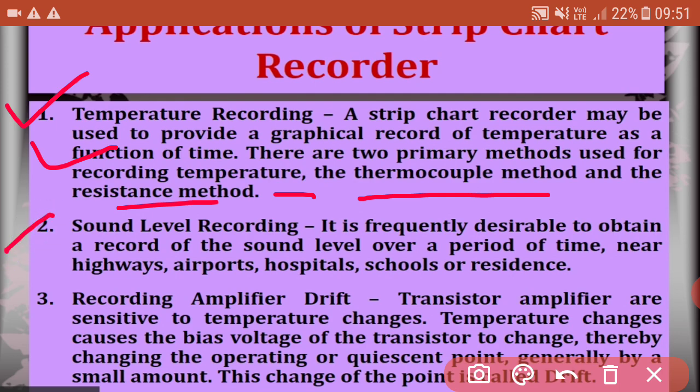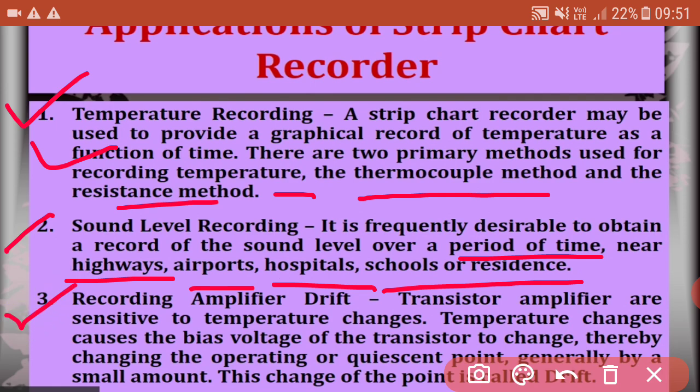Another one is sound level recording. You can use it for sound level recording. It is frequently desirable to obtain a record of the sound level over a period of time near highways, airports, hospitals, schools, or residents. So this is one application.